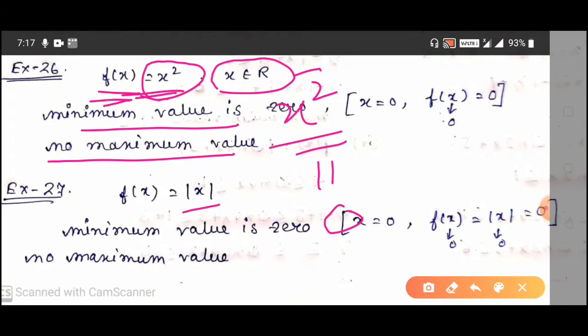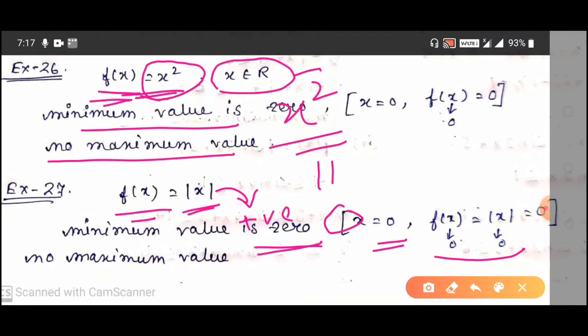f(x) = |x|. Mod x means what? It is a positive quantity. It can never be negative. If it can never be negative, then it can take the minimum value which is 0. Whenever x equals 0, f(x) is equal to 0, and f(x) can never be negative.